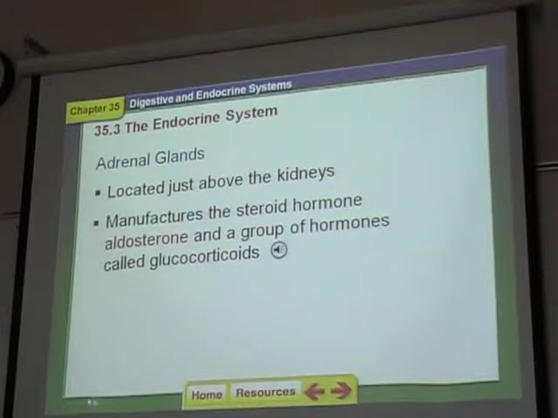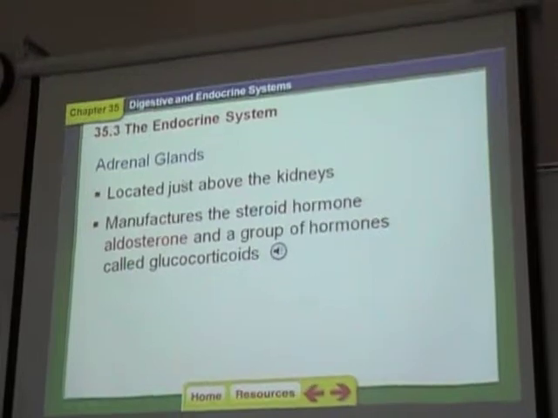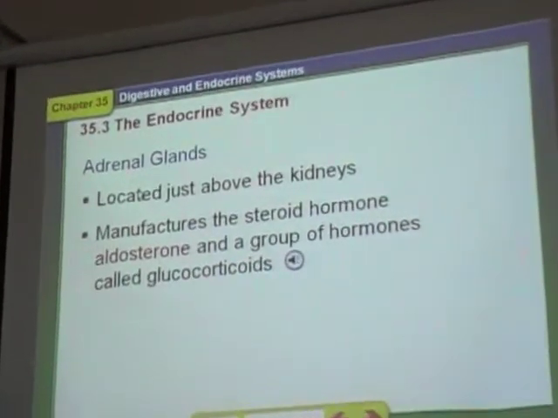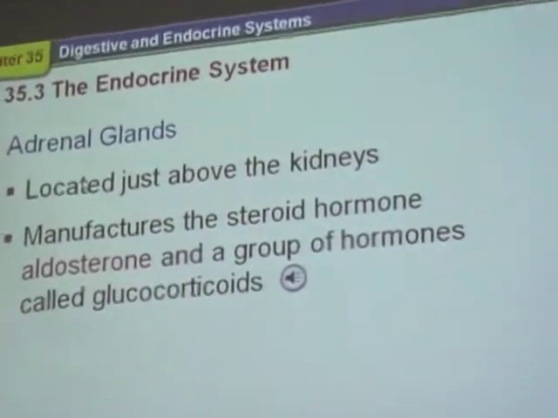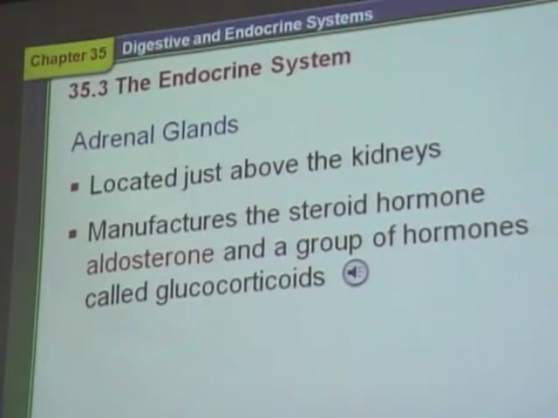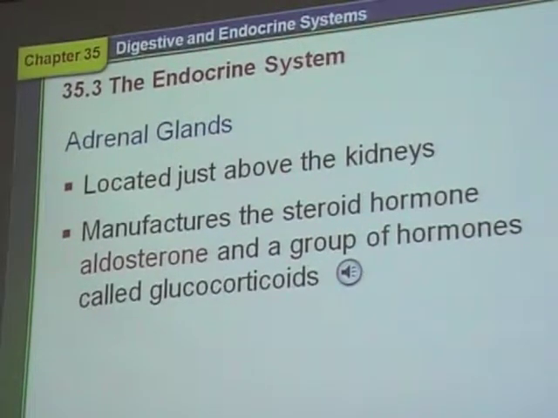And like I said, just above the kidneys are the adrenal glands. They release adrenaline, which, if you're scared or afraid or something, will be released, and that will cause your muscles to work better and your heart to speed up and so forth.